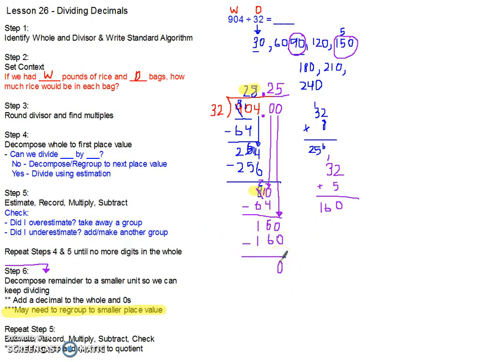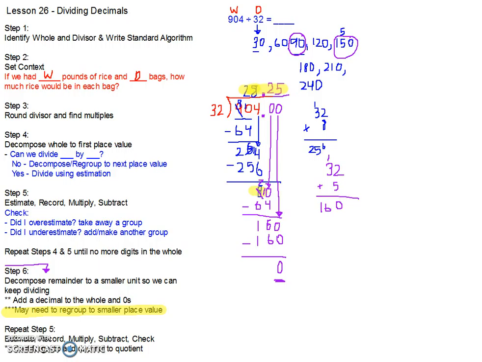So I do my second check. Can I make another group? No. So I know my estimate of 5 was correct. I have a remainder of 0, so then I know I am done with my long division problem. So my answer to 904 divided by 32 is 28.25, or 28 and 25 hundredths.